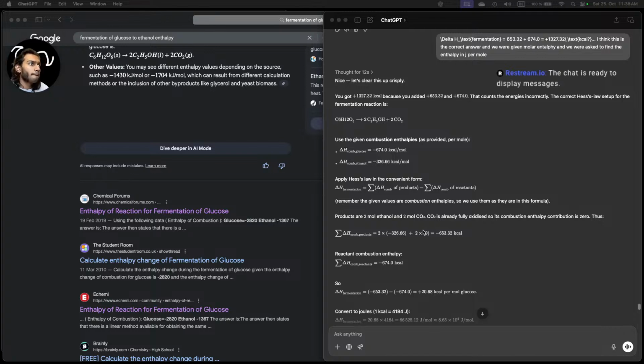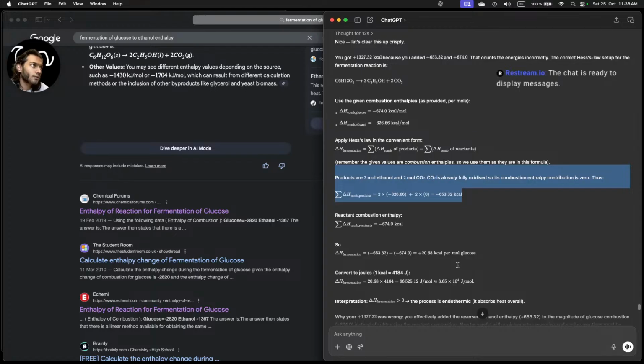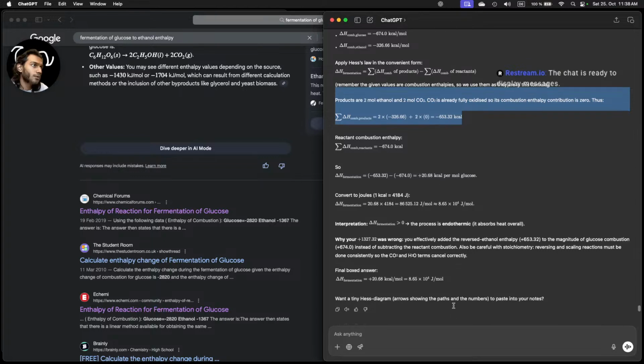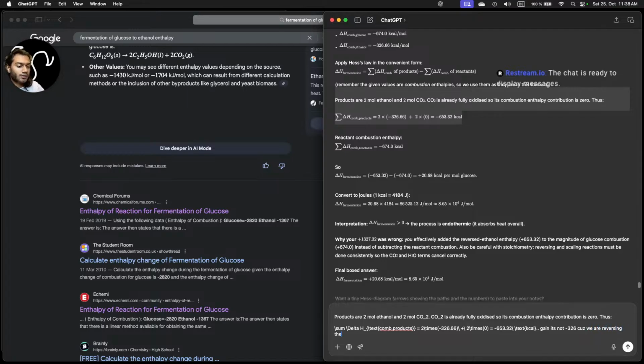Again, it is not minus 326, it is plus 326, because we are reversing the given equation.